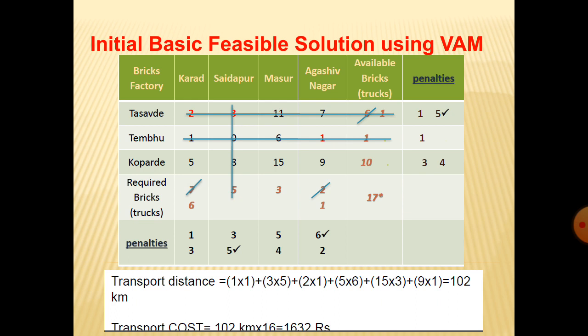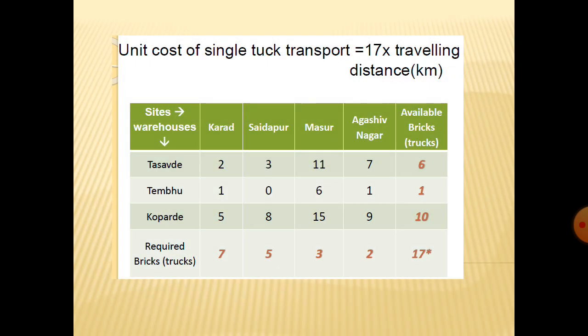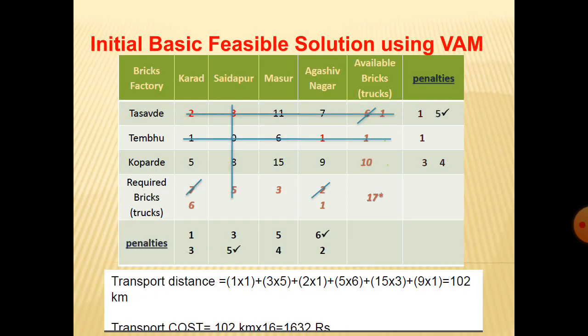Next, you come to the column wise. Here the first minimum value is 1, second minimum value is 2. Subtract it, you will get penalty 1. First minimum value is 0, second minimum value is 3. Subtract it, you will get 3. Repeat the process the same way.